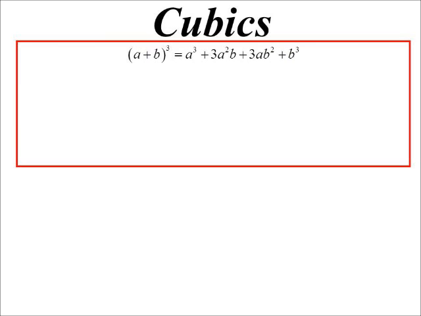Later on we'll look at something known as the Binomial Theorem, and we actually can generate that to any power. The signs alternate, that's the only difference. So we go plus minus plus minus.